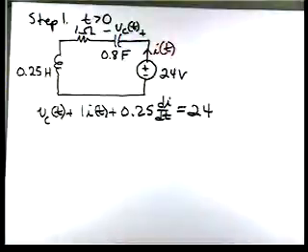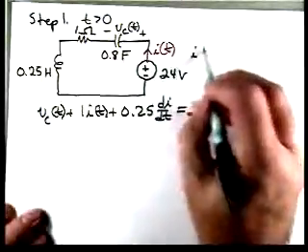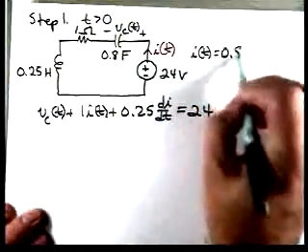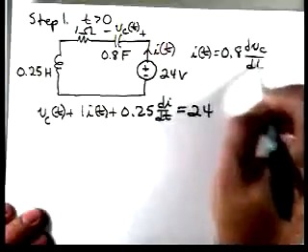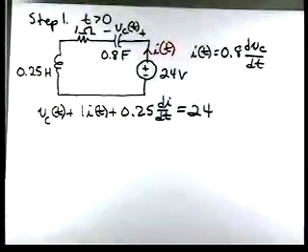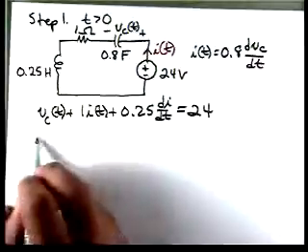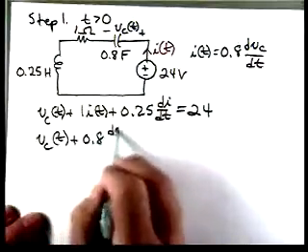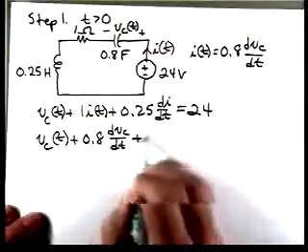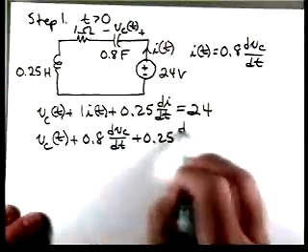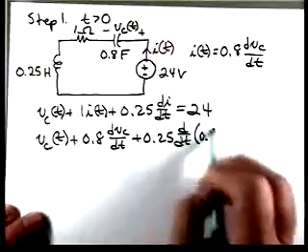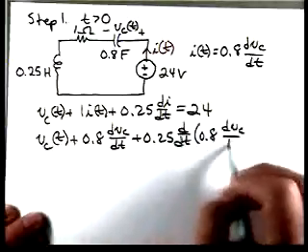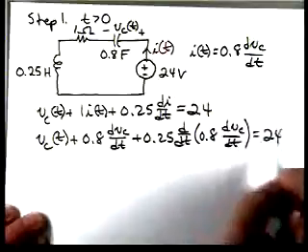24. Now we've got one equation and two unknowns, but if we remember about the capacitor, we know that I of t is equal to 0.8 dVc dt. So now let's substitute this in for I of t. So we have V sub c of t, we have 0.8 dVc dt plus 0.25 times the derivative of 0.8 dVc dt equal 24.